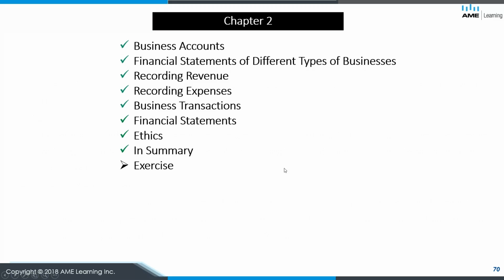All right, well, that brings us to the end of chapter 2. We'll work on some exercises in class, and the homework and the workbook exercises as well will all help us to make sure that we understand these concepts and how to apply them.